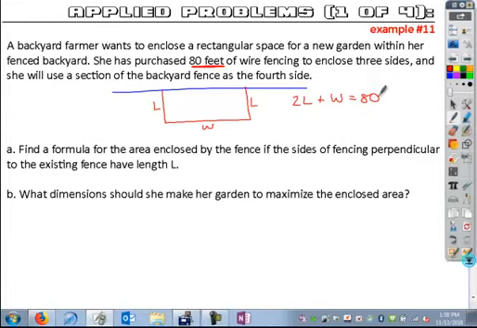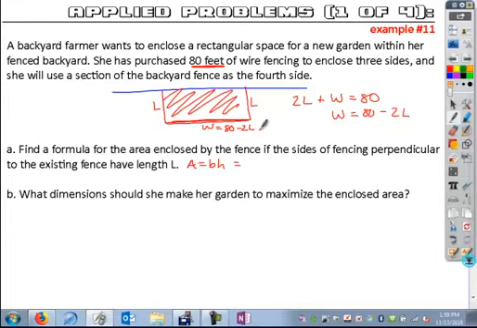Okay. So if you want to find a formula for the area here, the area of a rectangle is base times height. Go ahead and rewrite W in terms of L. So if I solve for W here, I get 80 minus 2L. And so I can substitute this in here, and that will probably give me an easier area calculation.